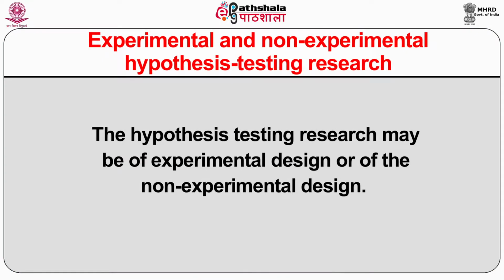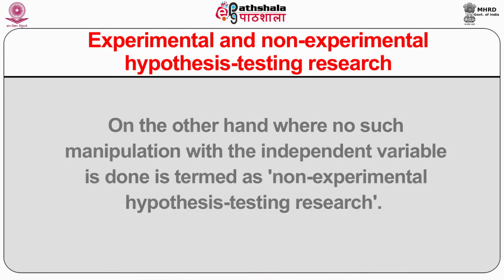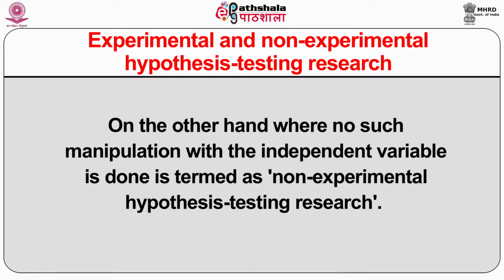The next concept, experimental and non-experimental hypothesis testing research. When the primary objective of the research is to test a research hypothesis, it is termed as hypothesis testing research. It is unlike the exploratory research, where discovering something new is the primary objective. The hypothesis testing research may be of experimental design or of the non-experimental design. Research where manipulation is done in the independent variable is termed as experimental hypothesis testing research. Whereas, where no such manipulation of the independent variable is done, it is termed as non-experimental hypothesis testing research.